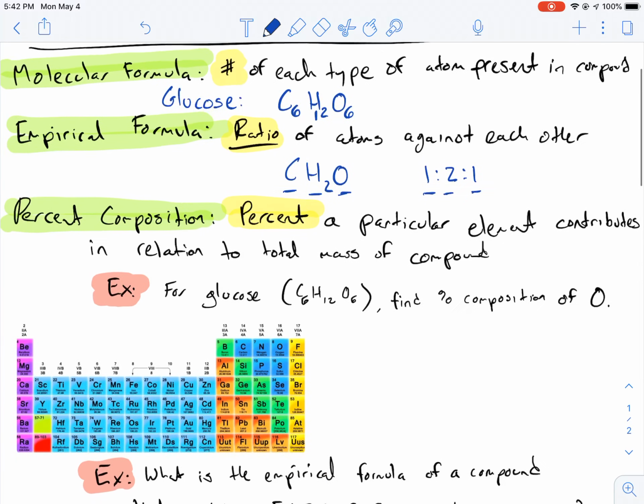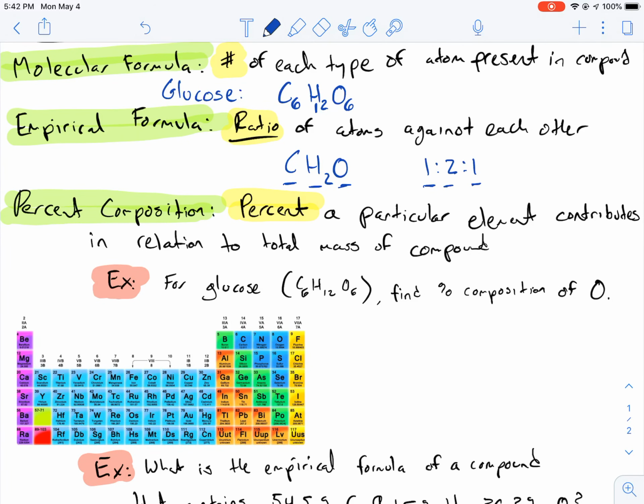Now we'll go to something similar along the lines of empirical and molecular formulas. We'll move on to percent composition. And what that is, it's the percent that a particular element contributes in relation to the total mass of the compound. What we're basically saying is that it's the percentage of carbon, oxygen, and hydrogen within that molecule that would make up 100%. So let's take a look at a practice problem. That may be the best way to do it.